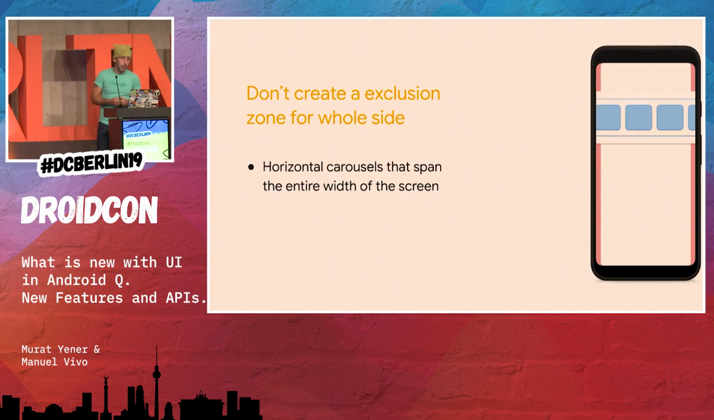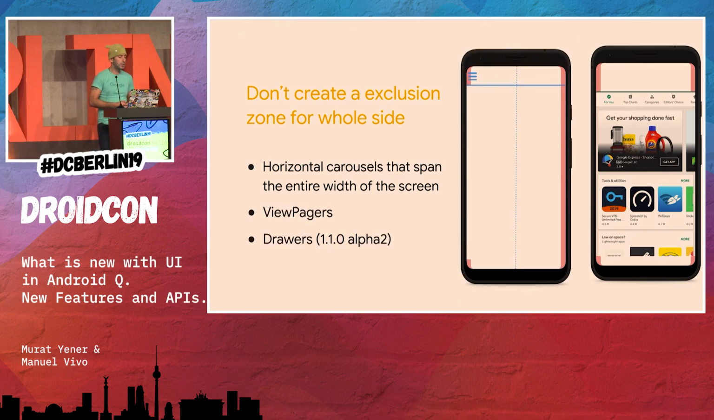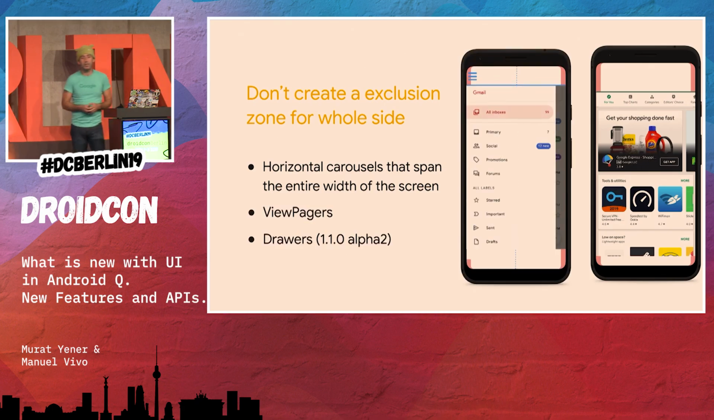And again, we don't want several things to opt out of the back gesture by using the gesture exclusion rects APIs, such as horizontal sliders which span the whole screen, view pagers, and drawers. Just update your dependencies, and we are doing our best to solve the issues. For example, for drawers, if you update to 1.1 alpha 2, it's already supported. But I think you may not be able to see the behavior until Q. Need to check that.